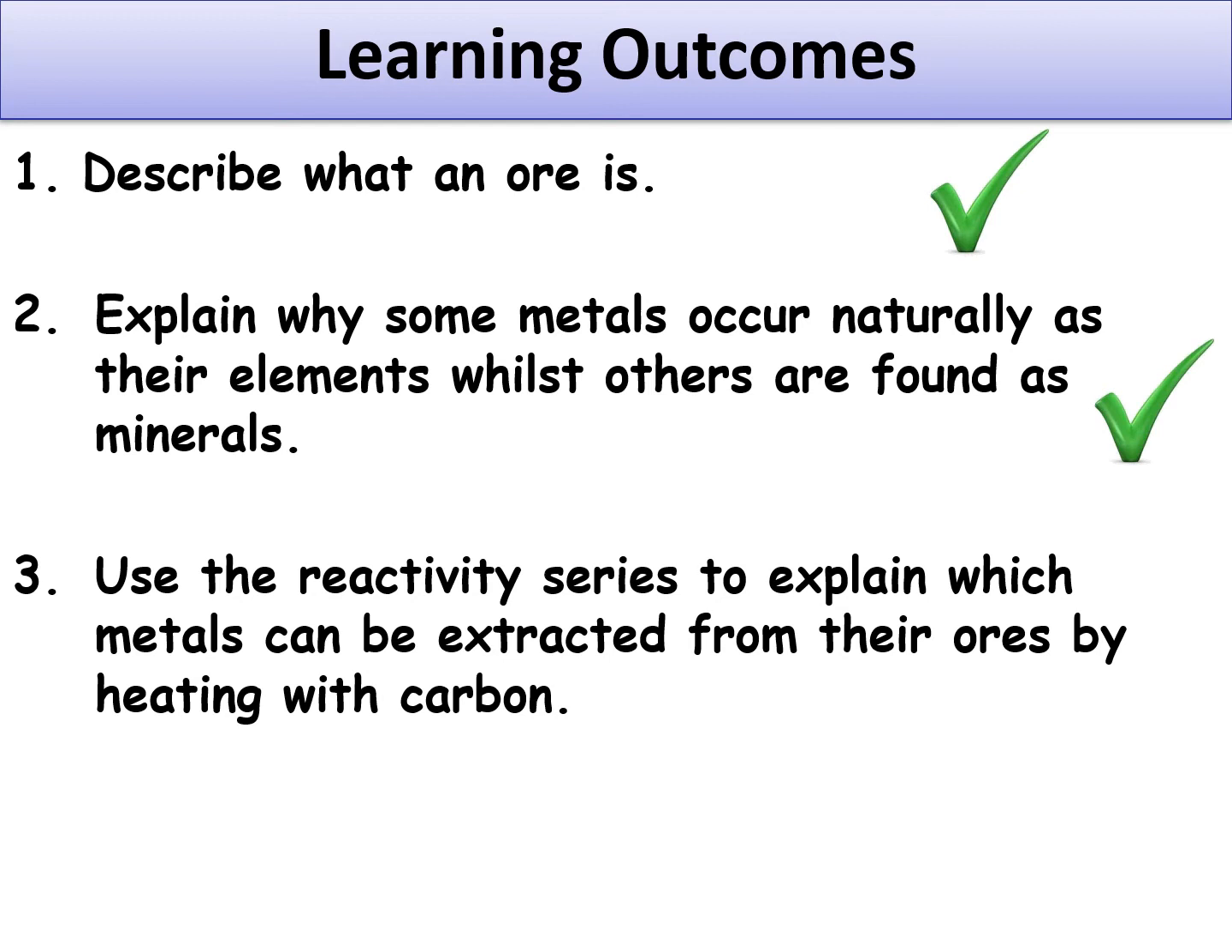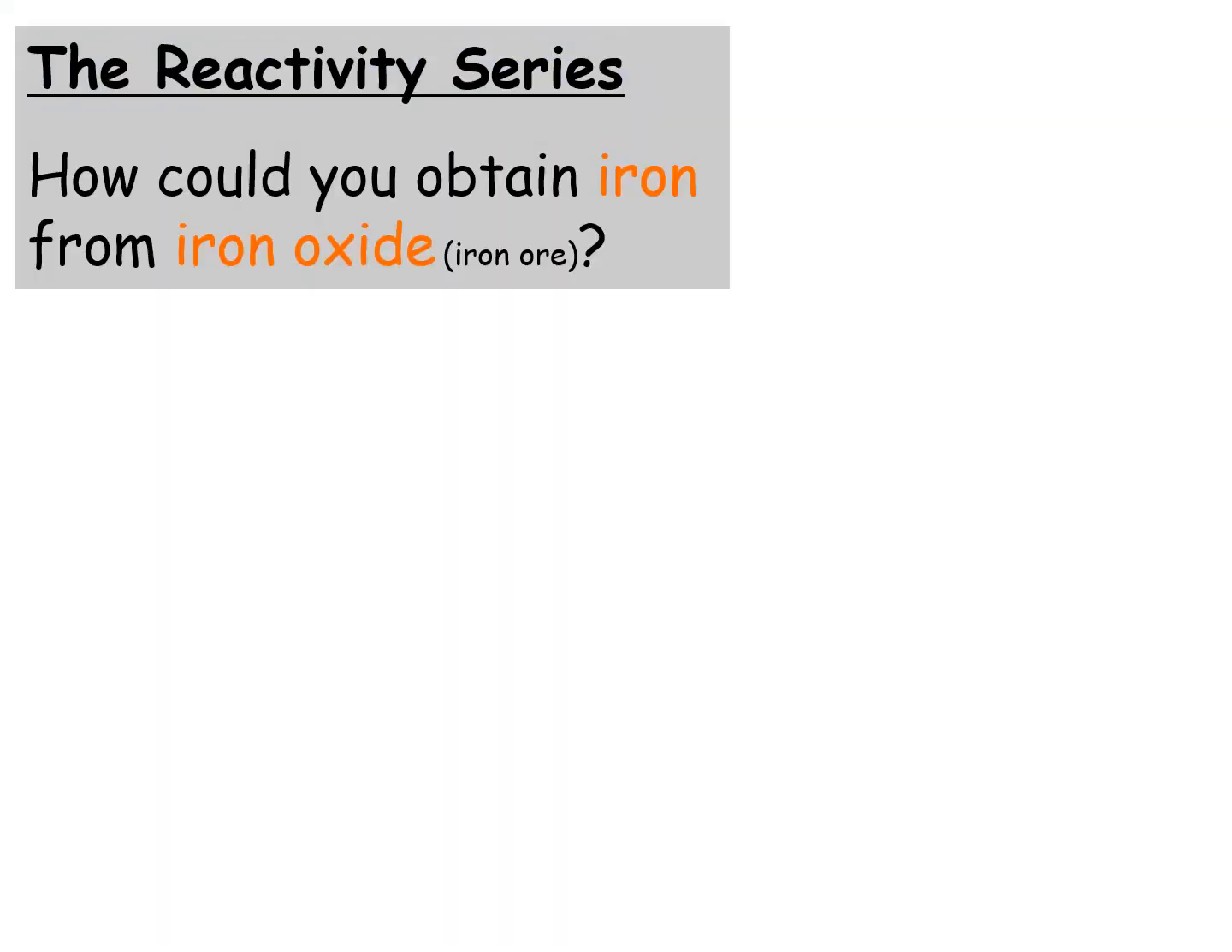Did you say it was to do with how reactive they are? If they're really unreactive, like our gold, our silver and our platinum, we find them just as their elements. The more reactive metals, we tend to find them combined with other elements like oxygen, and we call them minerals. Right, let's see if we can do our third thing on this slide now. Let's carry on.